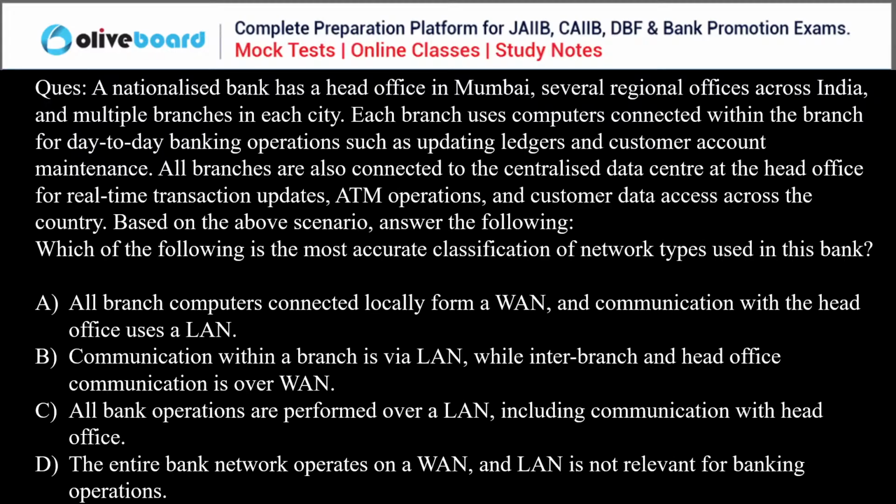Now, based on the above scenario, which of the following is the most accurate classification of the network type used in this bank? A: All the branch computers connected locally form a WAN, and communication with the head office uses a LAN. B: Communication within a branch is a LAN, while inter-branch and head office communication is a WAN. C: All bank operations are performed over a LAN. D: The entire bank operates over a WAN, and LAN is not relevant for banking operations.